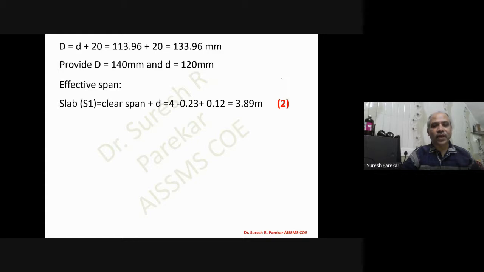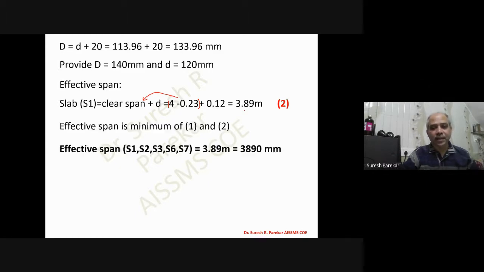Now we will go with slab S1, and we have the second criteria for effective span. So I have this as clear span. So clear span, and then we have plus effective depth, which is 0.12, giving 3.89 meter. Now this is applicable. So we have to go with the minimum of the two, that is 3.89 meter, which is applicable for S1, S2, S3, S6, and S7.